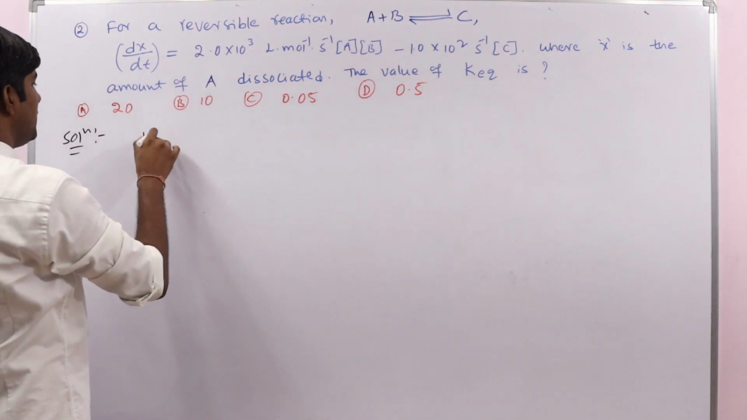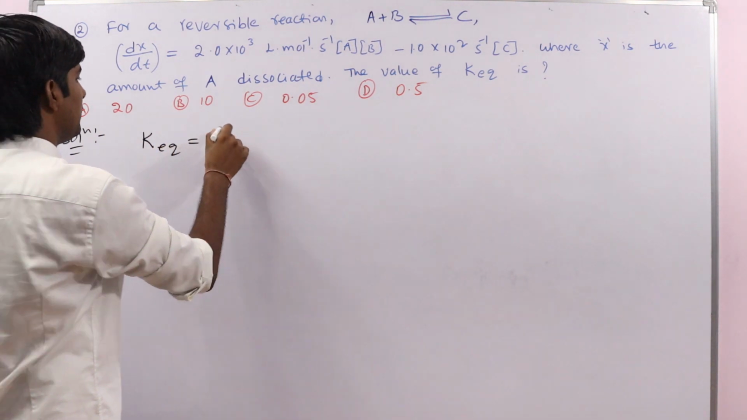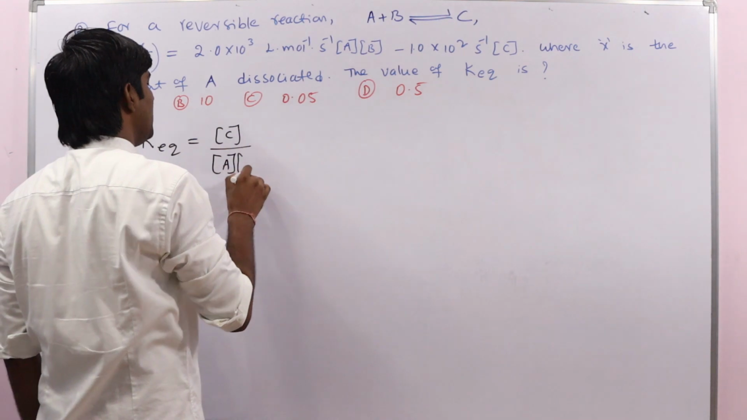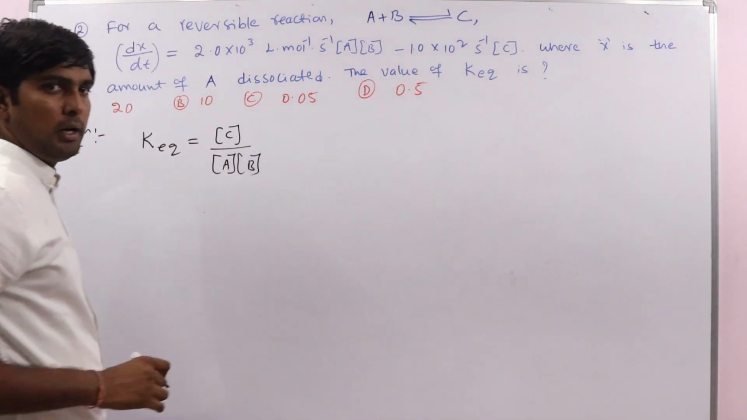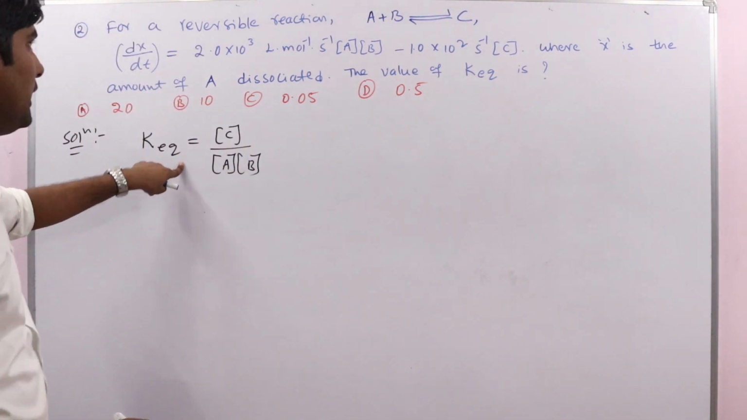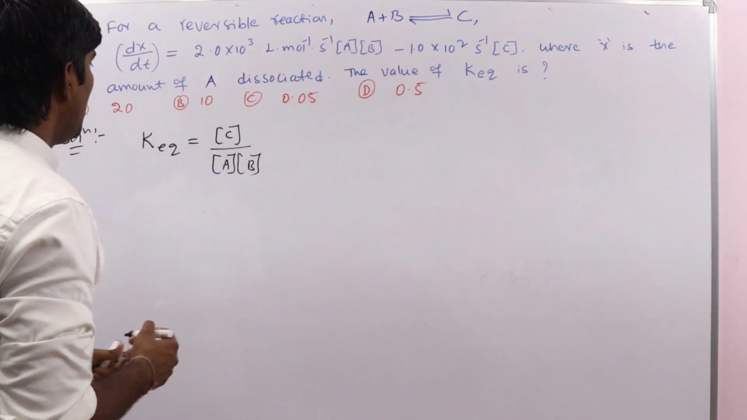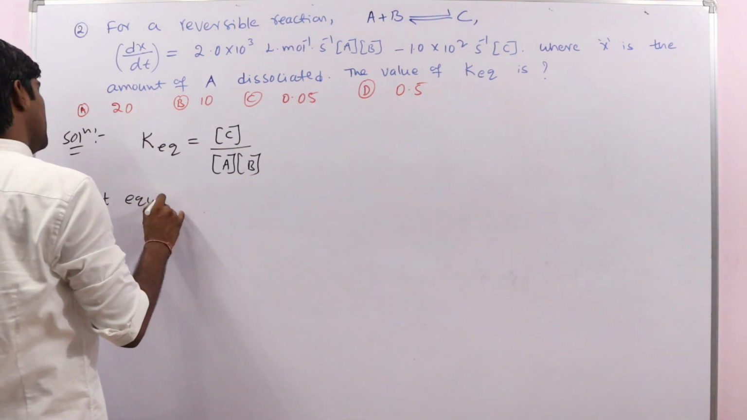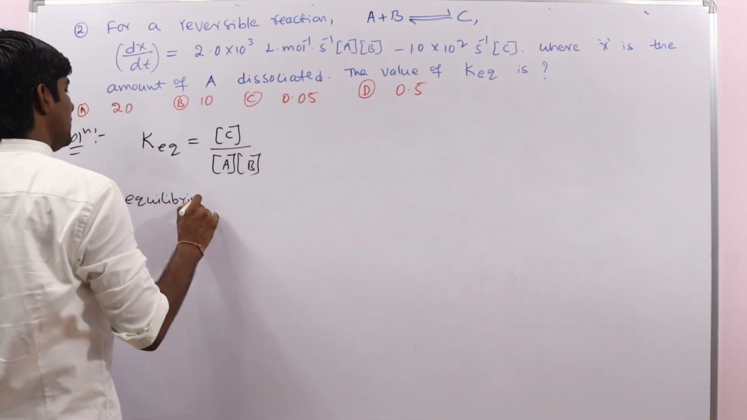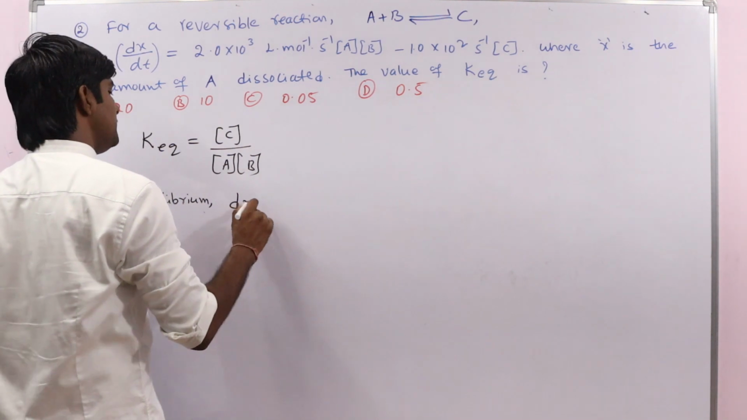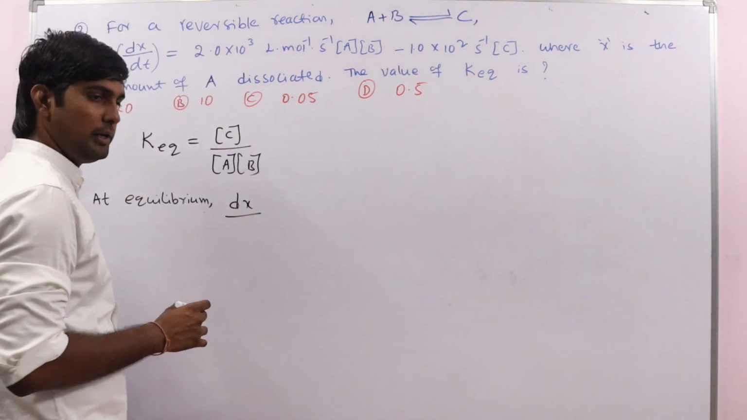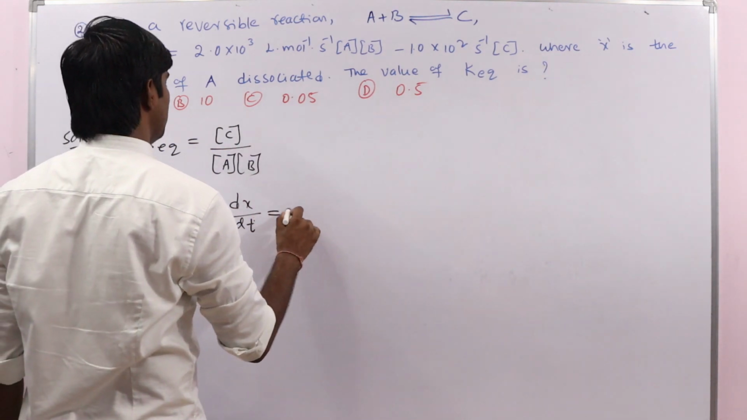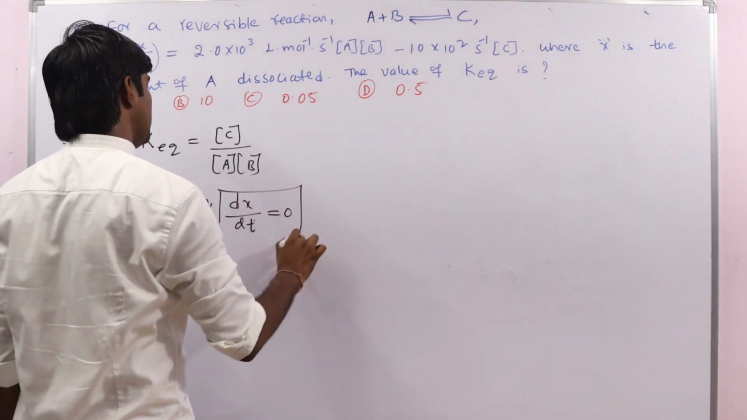For this reaction, the equilibrium constant is equal to the concentration of C divided by the concentration of A times the concentration of B. This is the equilibrium constant expression for this reaction. And at equilibrium, what is the condition? At equilibrium, the change in concentration of reactants and products with time is equal to 0. Very important, this one.